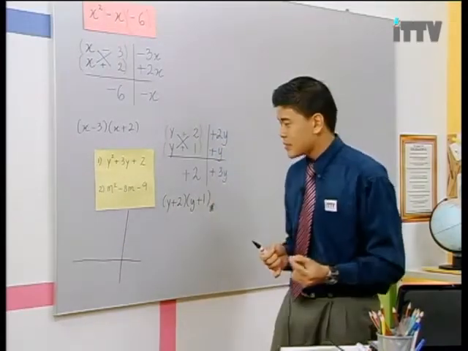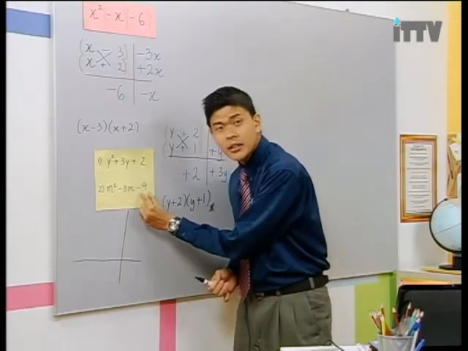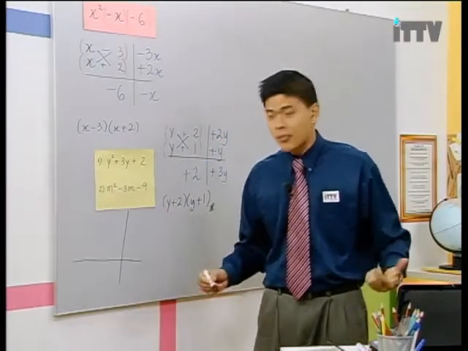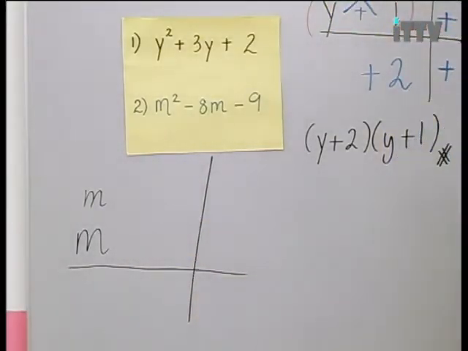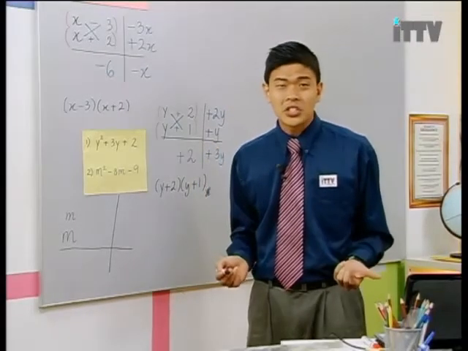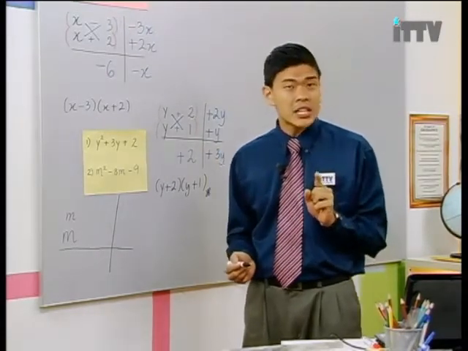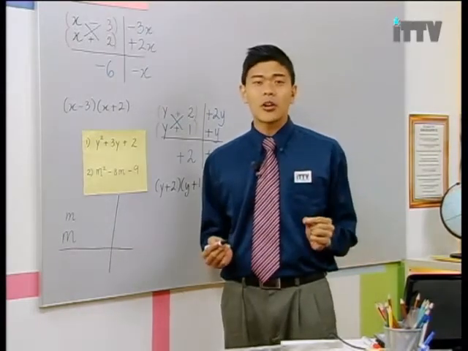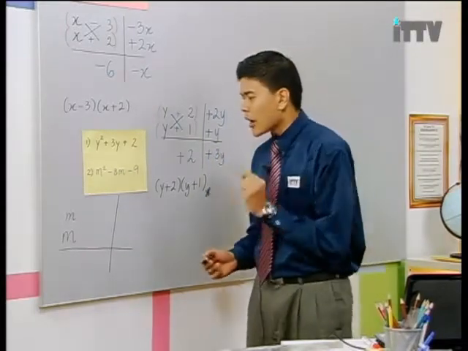Alright, and then step 2, get m square, the first and the third term. What is the product of m square? M times m. There is only one possible outcome. And what is the product of 9? Alright, there are two situations. You can use 3 times 3 or 9 times 1, but only one combination is possible and will be accepted. Not all. If you chose the wrong combination, retry it again. This is a trial and improvement method.